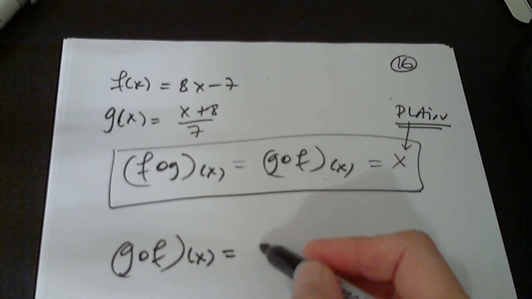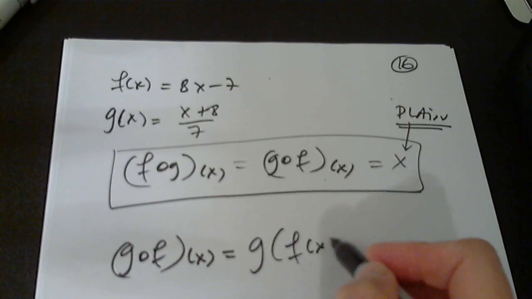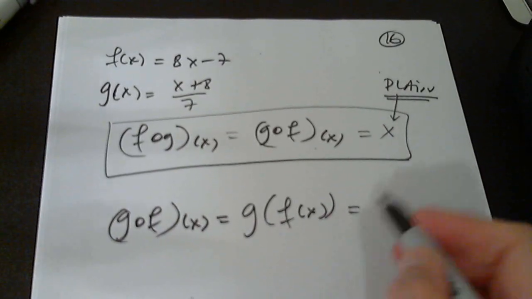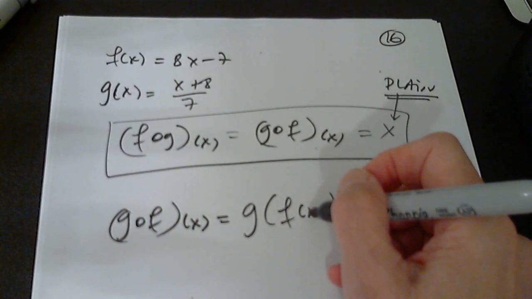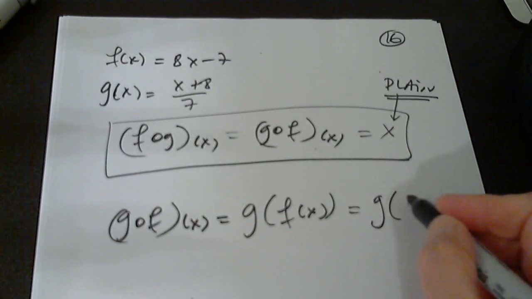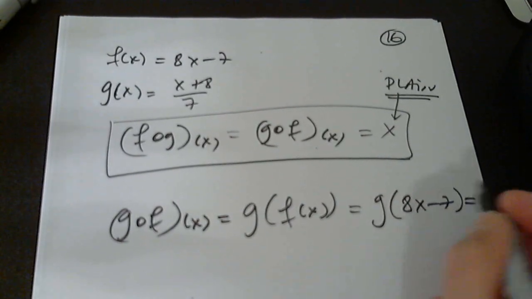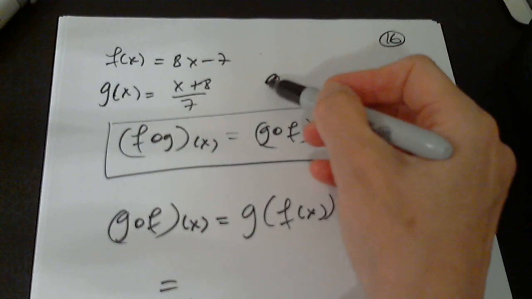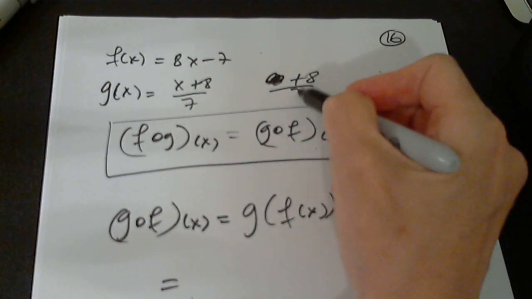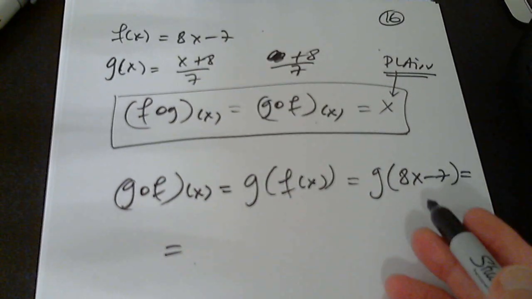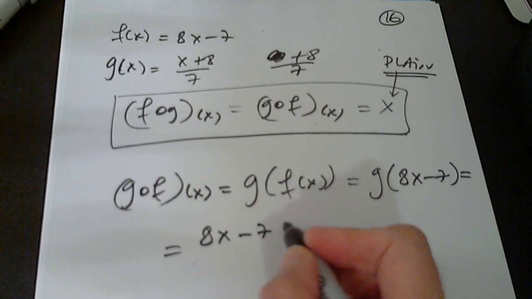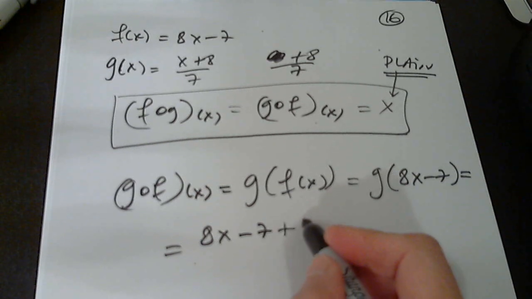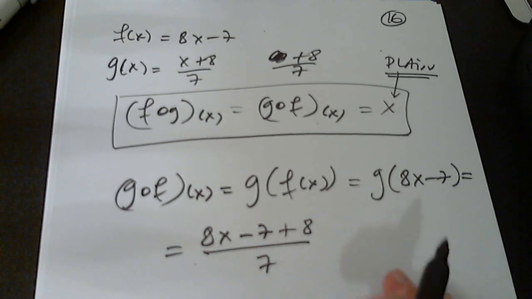So this is by definition. Please write the definition first so you don't make an error. Then replace f of x. So we have g of 8x minus 7. And now you look at g. What does g say? G says this: 8x minus 7 plus 8 divided by 7.